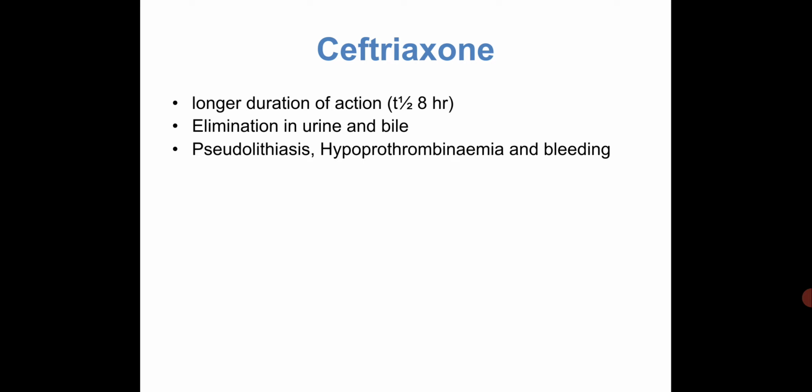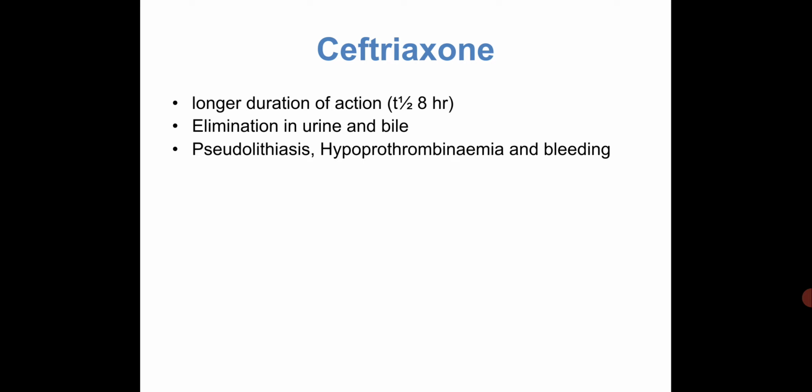Why is ceftriaxone better as compared to cefotaxime? Because it has a longer duration of action, with a half-life of 8 hours. So ceftriaxone is given once or twice a day. Its elimination occurs in the urine and also through the bile.